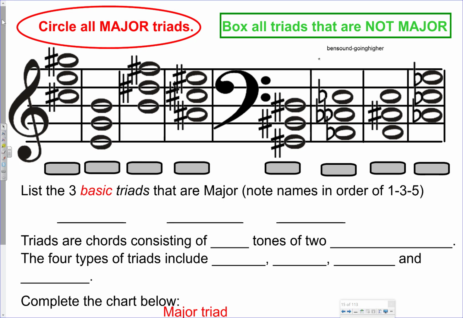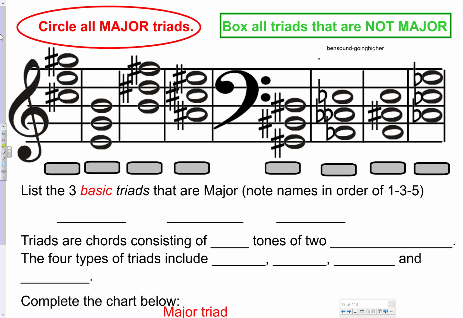Let's head on over to some closure questions. What we need to do here is examine all the triads and circle the major ones. And any triads that are not major, please box. Then when you're done with that, please go ahead and answer some closure questions at the bottom. We want to list the 3 basic triads that are major, and we want note names, like A, B, C, in the order of root, third, and then fifth.